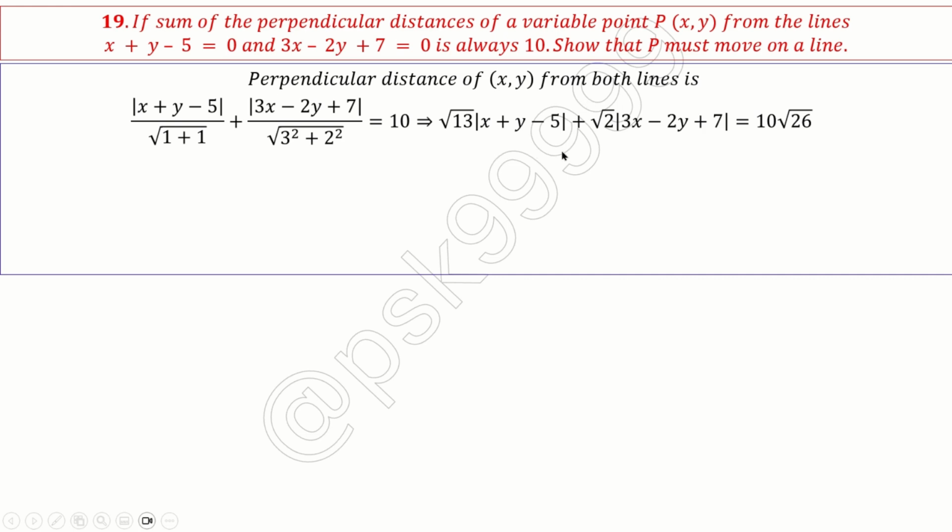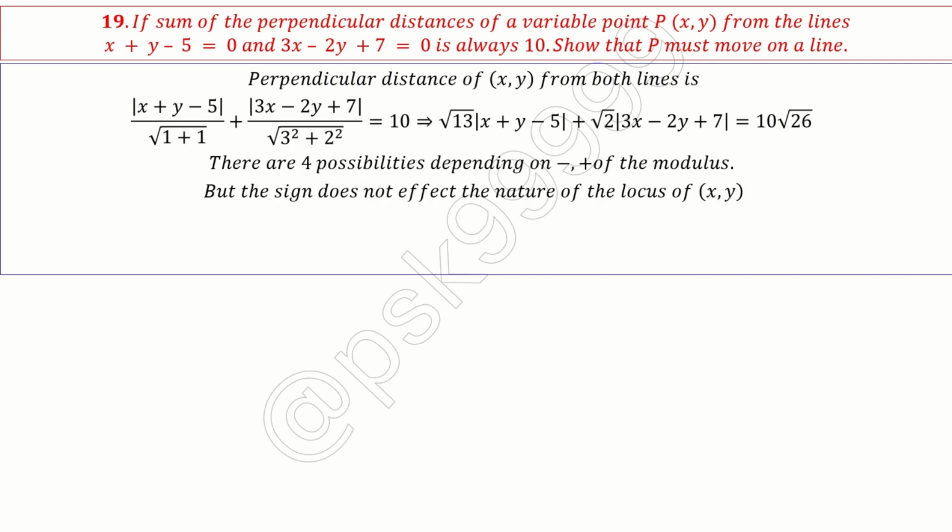Correct? The final equations, whether you take x plus y minus 5 as positive or negative, this one positive or negative, whatever condition you take, finally you will get only the equation of a line. So take one of the conditions which is positive, and the sign does not affect the nature of the locus of x comma y. If I take both positive, this is what it looks like, and if you take one positive, one negative, then you make a different line, but finally it's a line.